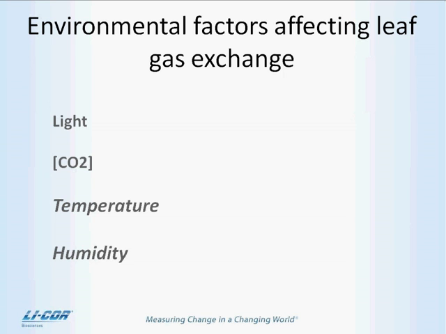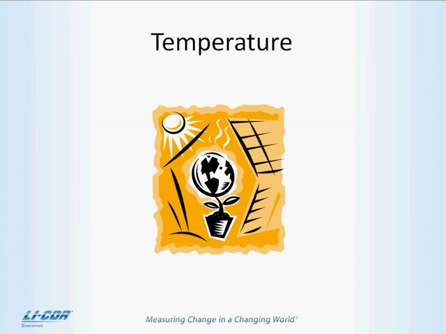The absorption of radiant energy increases leaf temperature, opening of stomates increases evaporation rates, and that can cool the leaf. Similarly, stomates respond to changes in CO2 concentration, which can in turn lead to changes in chamber humidity. First, we're going to discuss temperature.